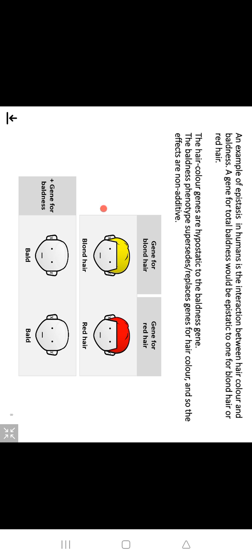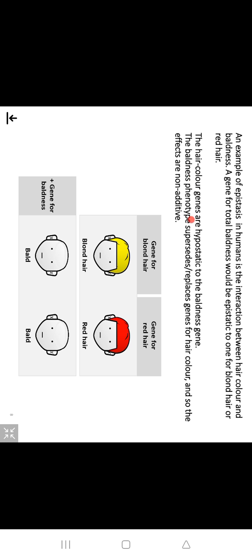So this is now an example of epistasis in humans. It is actually the interaction between hair color and baldness. Baldness, those people without hair and those people with hair. Some people love red hair. I think this is now with the Europeans or even in Africans. And you have seen these varieties of hair. So a gene for total baldness would be epistatic to one for blonde hair or red hair. So the gene for baldness is usually dominant. It shows some form of dominance. We can say it exhibits dominant epistasis over the gene for hair color.